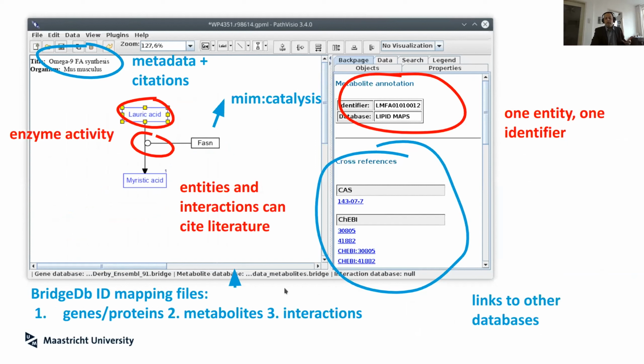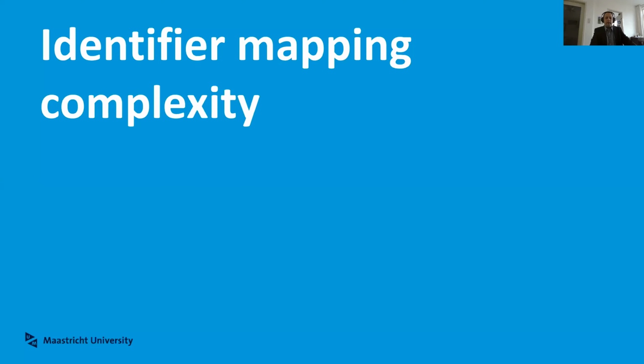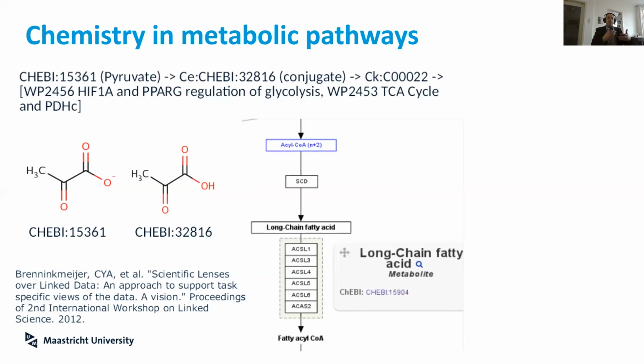We use identifiers for the interactions, which link out to other databases than we do for metabolites. We have links to literature databases with, for example, PubMed identifiers or DOI identifiers. So all that is powered by identifier mapping. I already said something about the complexity. Here's an example of that complexity for metabolites, for the compounds that we get from our foods that do a lot of the biological process.